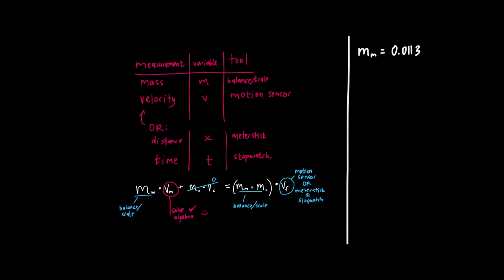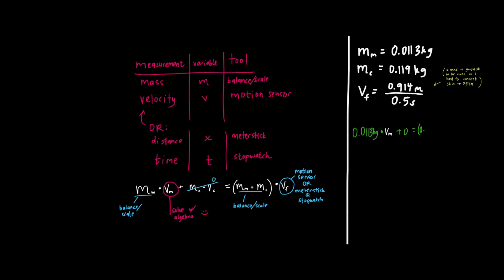So here are the masses of the boxes that I found beforehand, and also the final velocity of the two-block system. Then we just plug all our variables into the equation and solve.